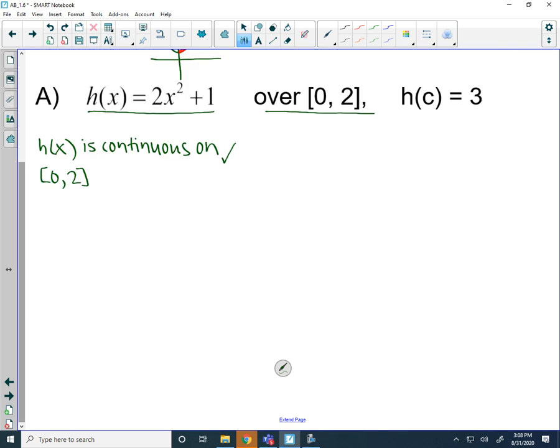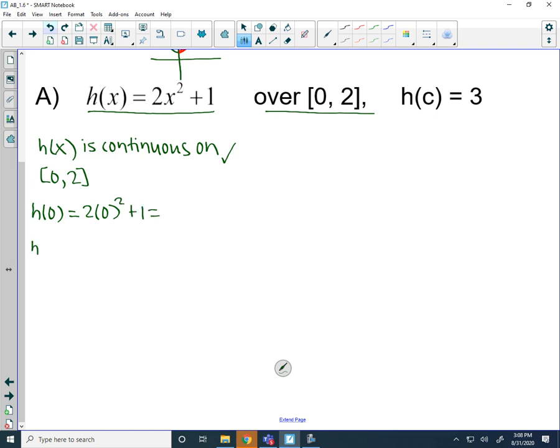F of a, in this case, our a value is 0 and our b value is 2. So f of a, again, I'm not being very careful here. I really need to call this h of a. So in our problem, h of 0, if we plug 0 into the function, we get 1 back. And you don't have to show that line. You just need to show h of 0 equals 1. I'm just writing that out to really clarify what's going on.